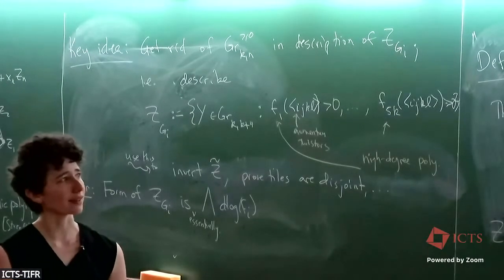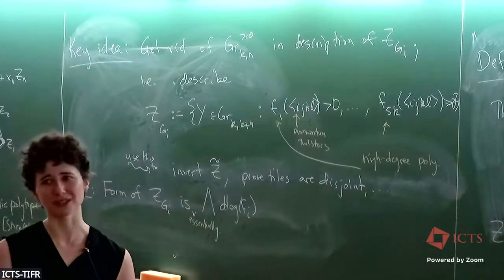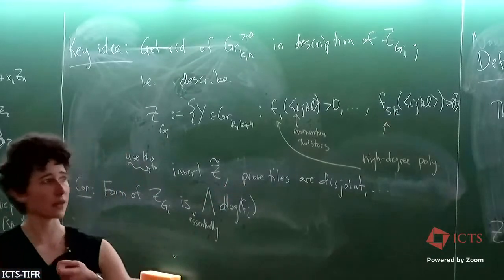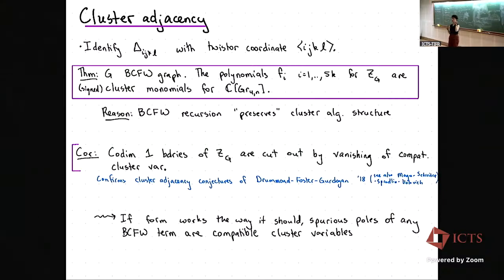So this is sort of mysterious. There's nothing from BCFW that tells you that this should be true. So maybe to translate this back into the original BCFW recursion, what this means is that, assuming some things work as they should, the spurious poles that you see in those BCFW formulas are compatible cluster variables. So for some reason, this cluster structure on the Grassmannian is constraining the sorts of spurious poles that show up in these BCFW formulas.